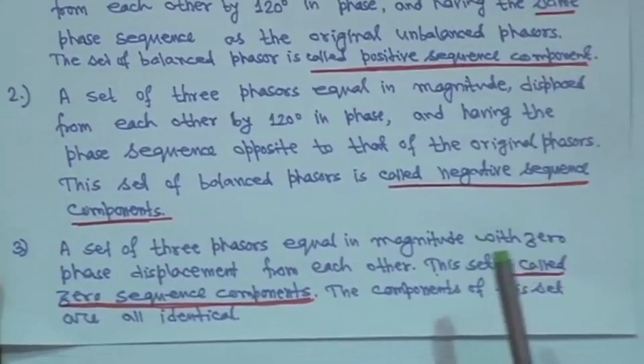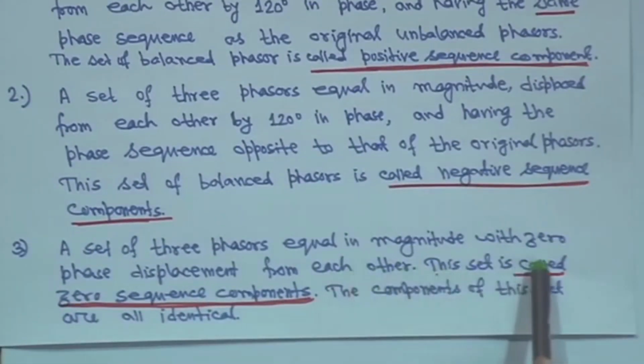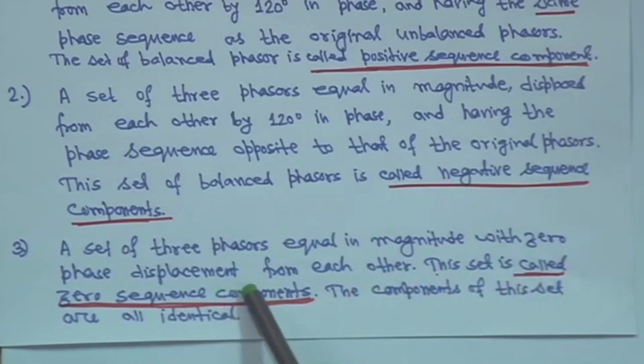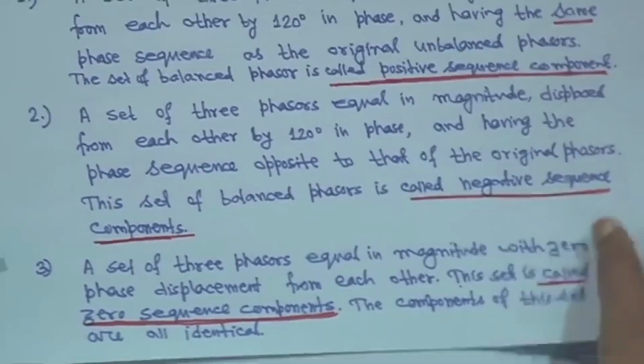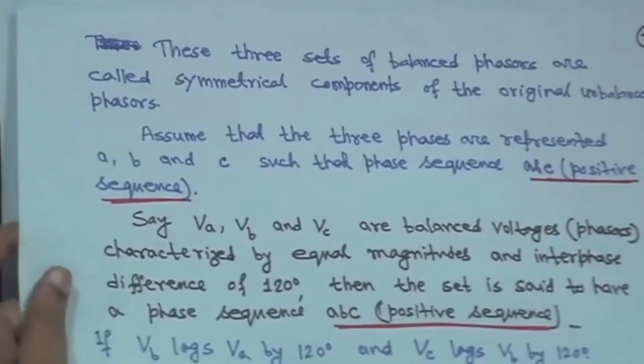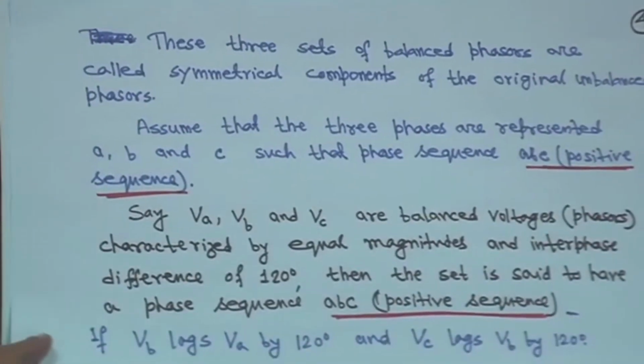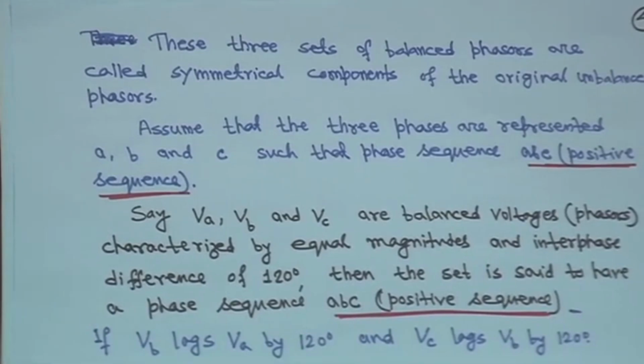And the last one is a set of 3 phasors equal in magnitude with 0 phase displacement. There is no phase displacement between them, but they have equal magnitude, and this set is called zero sequence component. So, the components of this set are all identical, because they have equal magnitude. Therefore, these 3 sets of balanced phasors are called symmetrical components of the original unbalanced phasor.